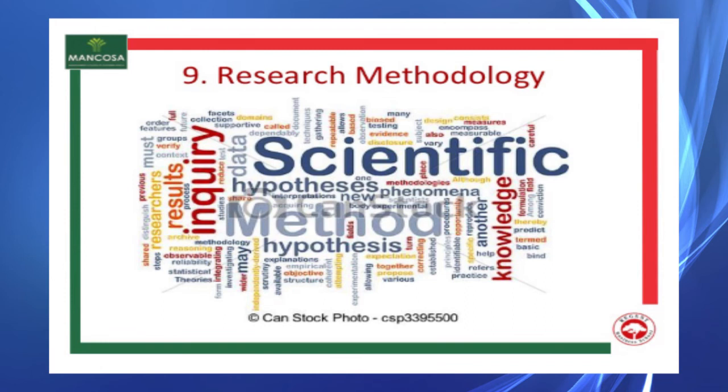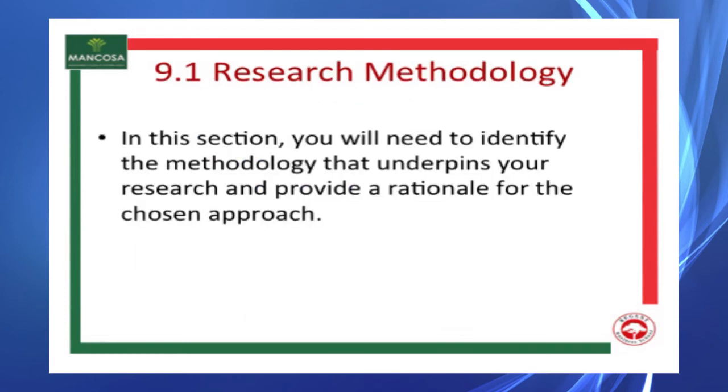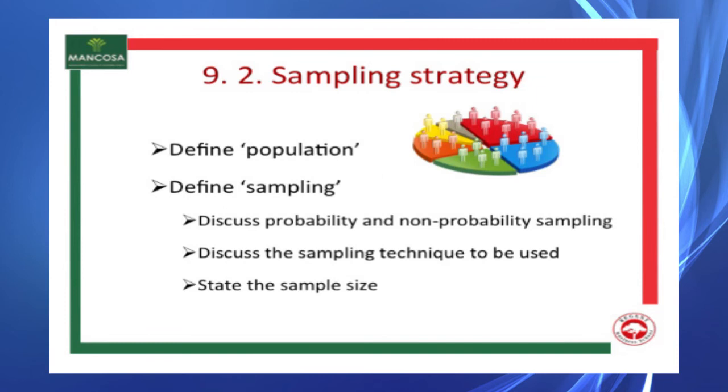The section is structured as follows. First, you will begin with the research methodology itself. Here, you will need to identify the methodology that underpins your research and provide a rationale for the chosen approach. Next, discuss the sampling methodology.